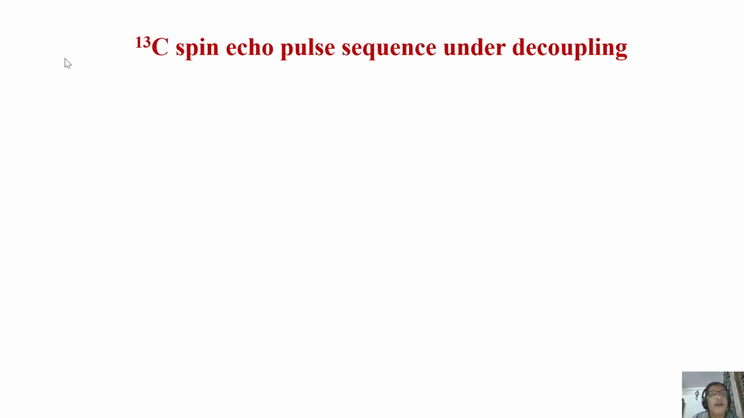You can do broadband decoupling. Of course, you may ask me a question: I did the heteronuclear decoupling, can I not do homonuclear decoupling? Yes, it is possible. But homonuclear broadband decoupling is not possible. The moment you bring the magnetization to the transverse plane, and if you start applying RF pulse, you are going to disturb the magnetization. It is not possible. But selective decoupling is possible.